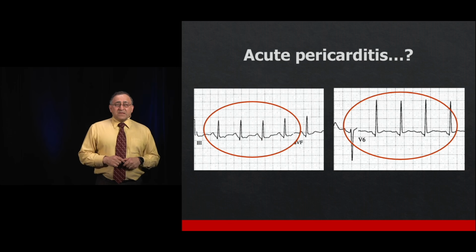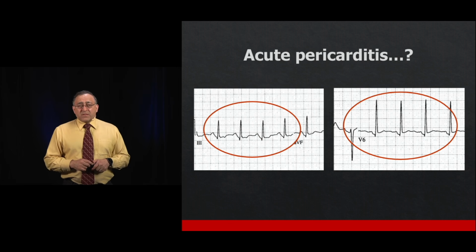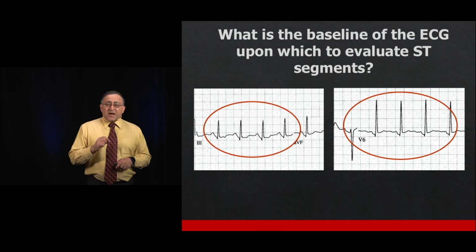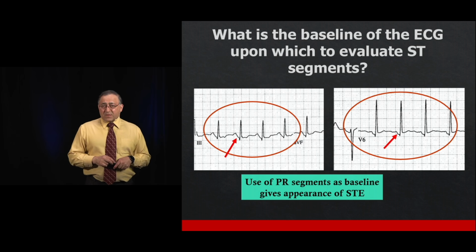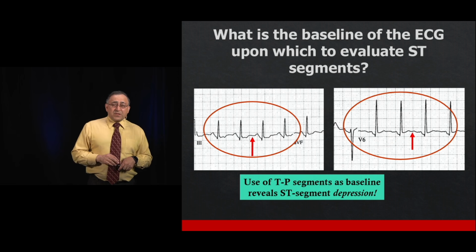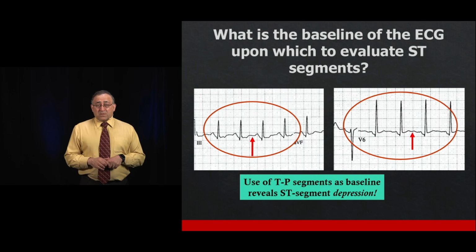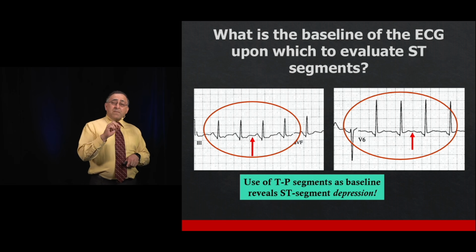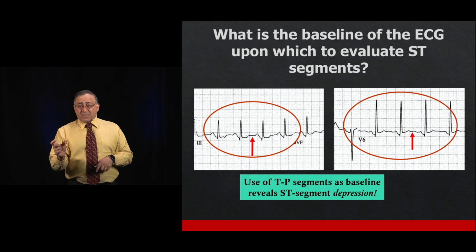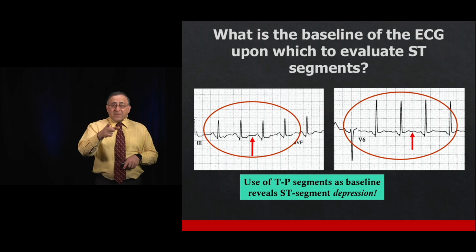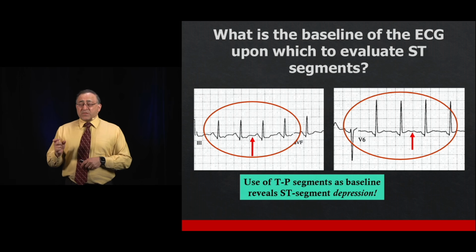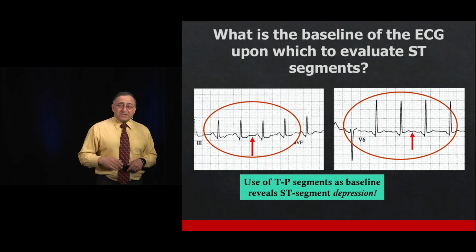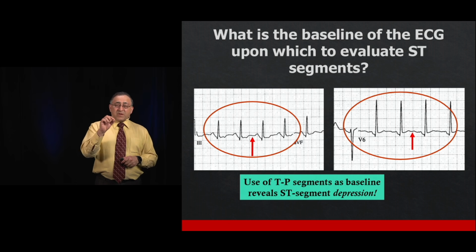What exactly is the isoelectric segment of the EKG? Well, if you call the end of the PR segment the isoelectric segment or your baseline, then yeah, it's going to look like there's ST segment elevation. But if you remember that it's actually the TP segment, which is where the red arrows are now, which is the true isoelectric portion of the EKG, you actually realize that there is no ST elevation. There's actually a little bit of ST depression.